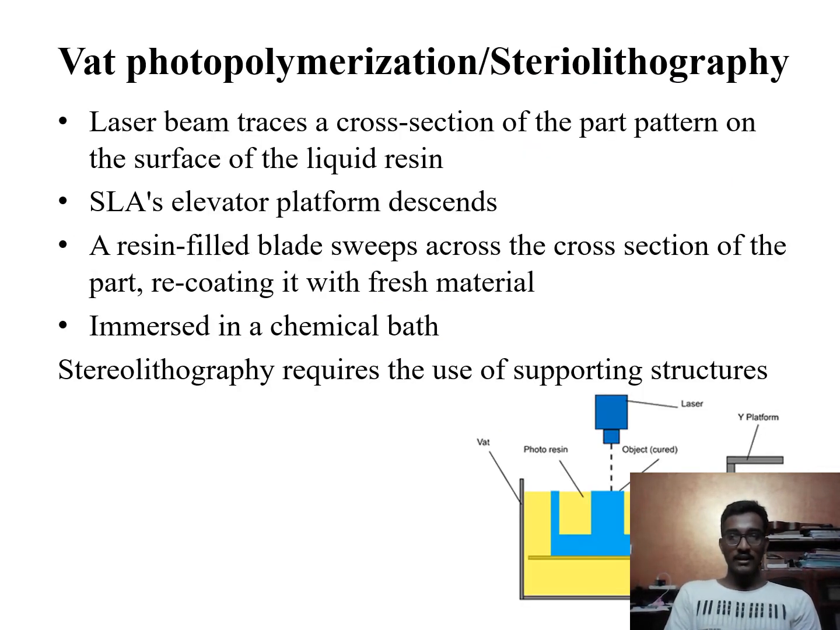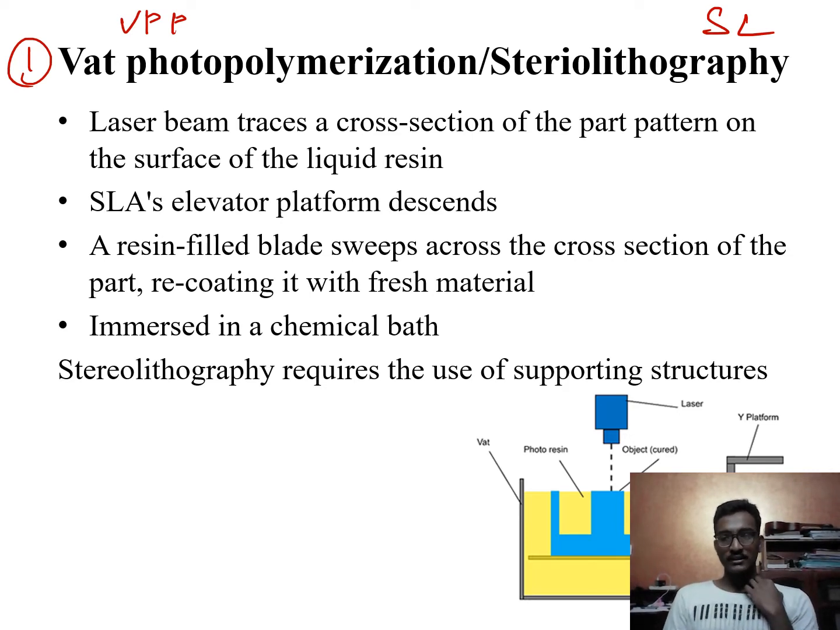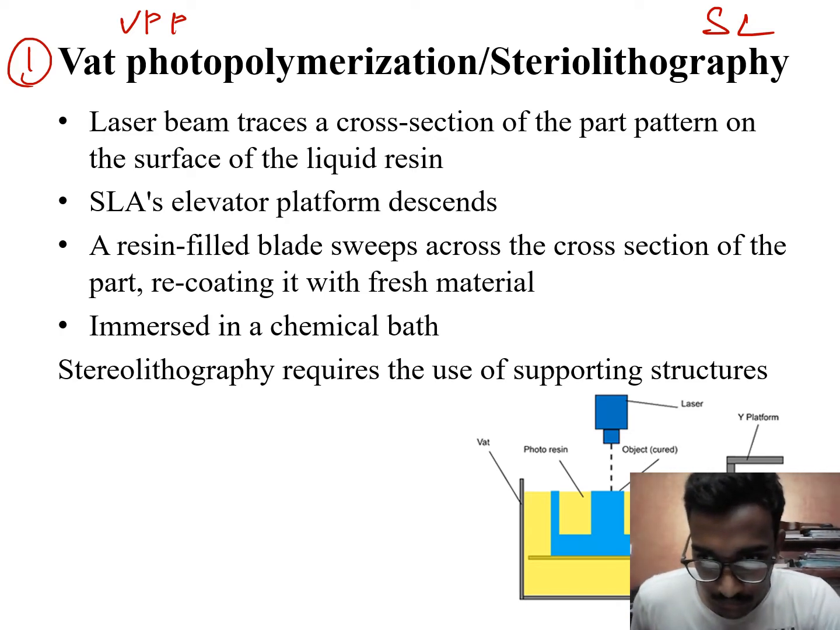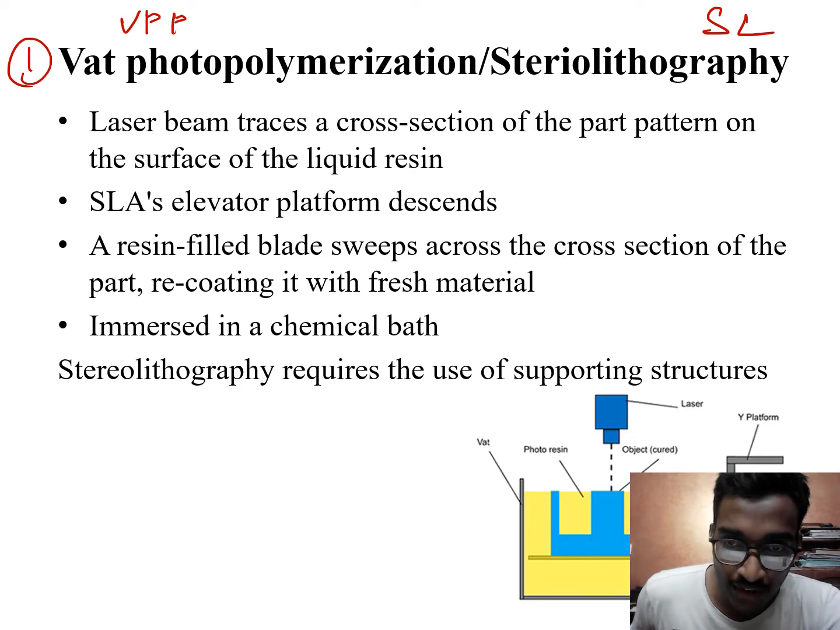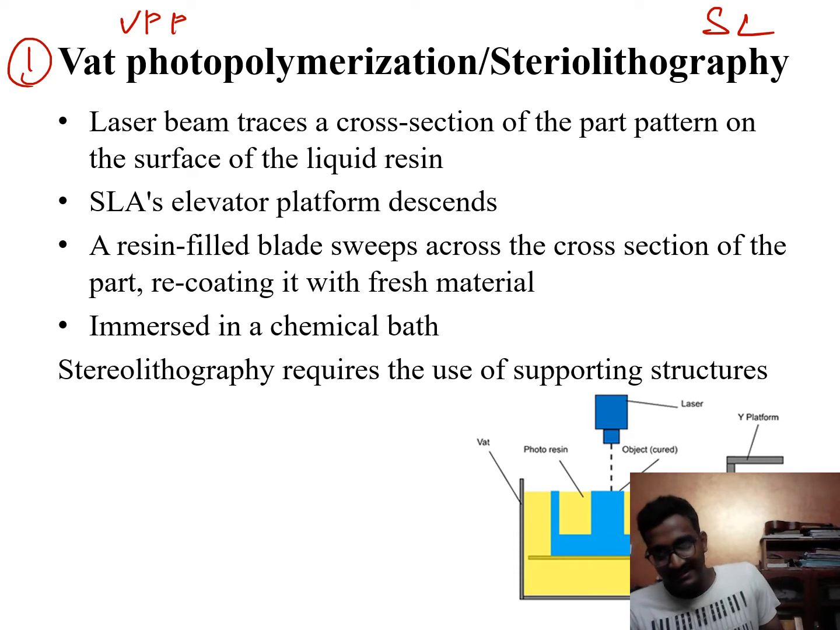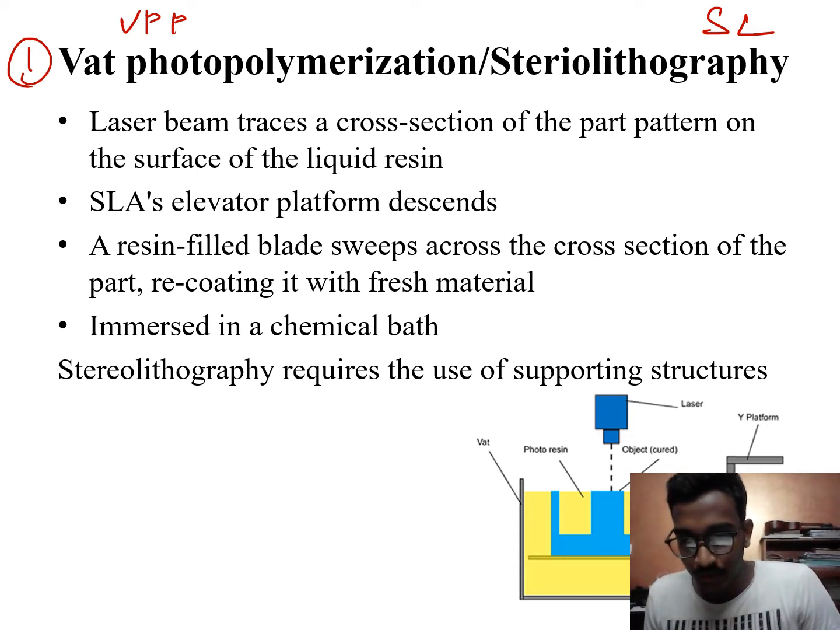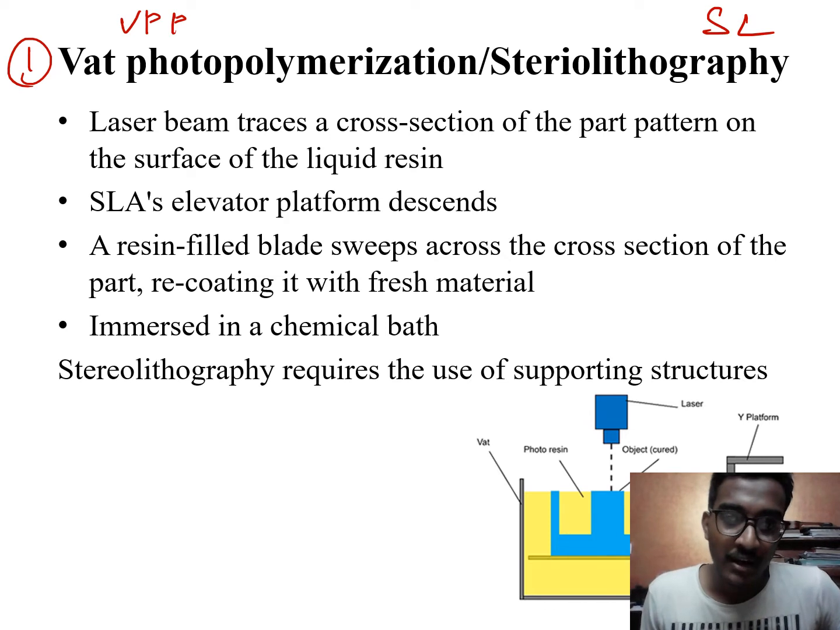So the first thing here, as I told you, is VPP, VAT photopolymerization, also called stereolithography, SL. So what is it? Basically, you can see in the picture here, there is something called a build platform that we use here, and this is the photoresin, and this is called the VAT, the one which is holding it. That's the reason we call it VAT photopolymerization. It is a photoresin, so that's the reason we use the laser, and the object is covered over here by the same photoresin. Let us see how it works.